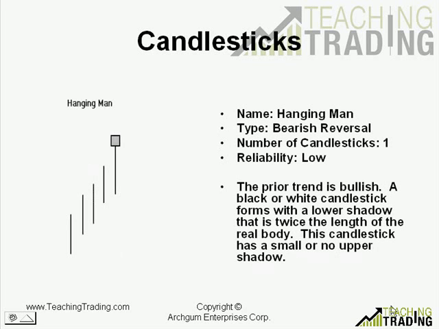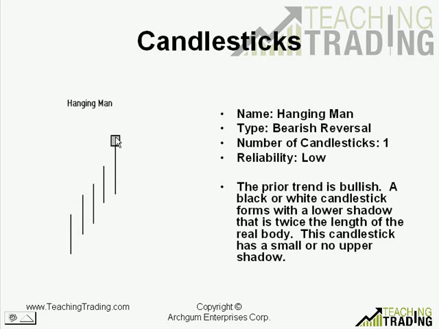Here we have the hanging man, and this is similar to the hammer, except it occurs on the top, whereas the hammer occurs on the bottom of a downtrend. So this is a bearish reversal pattern, which means that the current trend is bullish. There is an uptrend. And then we have this hanging man candlestick pattern forming, which gives us an alert of a probability of a trend reversal. So the prior trend is bullish. A black or white candlestick forms with a lower shadow that is twice the length of the real body. This candlestick has a small or no upper shadow. So again, it has a small real body and a lower shadow that is at least twice as long as the real body, with little or no upper shadow.